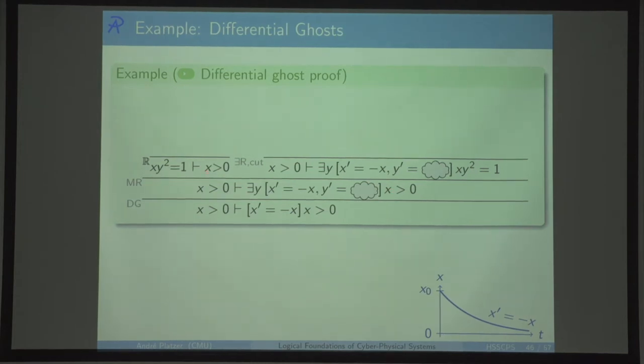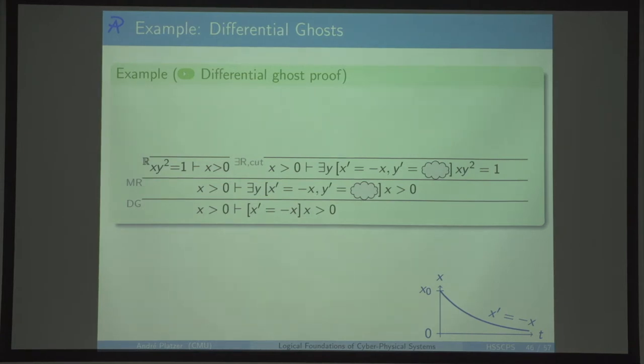I can transform the postcondition x positive to x y squared equals 1 because they happen to be equivalent. Right? If x y squared is 1, then I guess x must have been positive, and the other way around too. If x is positive, then there's always a y such that x y squared is 1. It's just 1 over the square root of it. But it's not so important. It's very easy to prove this equivalence here.